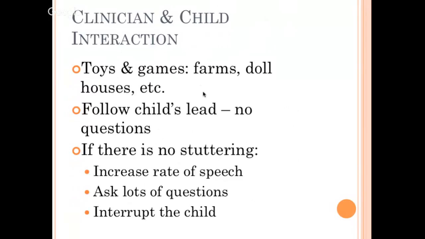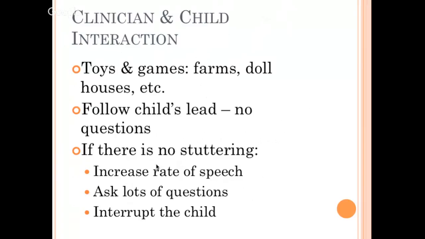We want to start out by following the child's lead, no questions, just kind of hanging out and talking. If the child's really fluent, which again is not unusual, we want to try to increase our rate of speech. We want to ask lots of questions. We want to interrupt that child to try to get some more stuttering. And then also, if the parents happen to be watching, we can say, did you see what happened there? I really started talking quickly. I was interrupting. I was asking questions. And that led to an increase in stuttering.